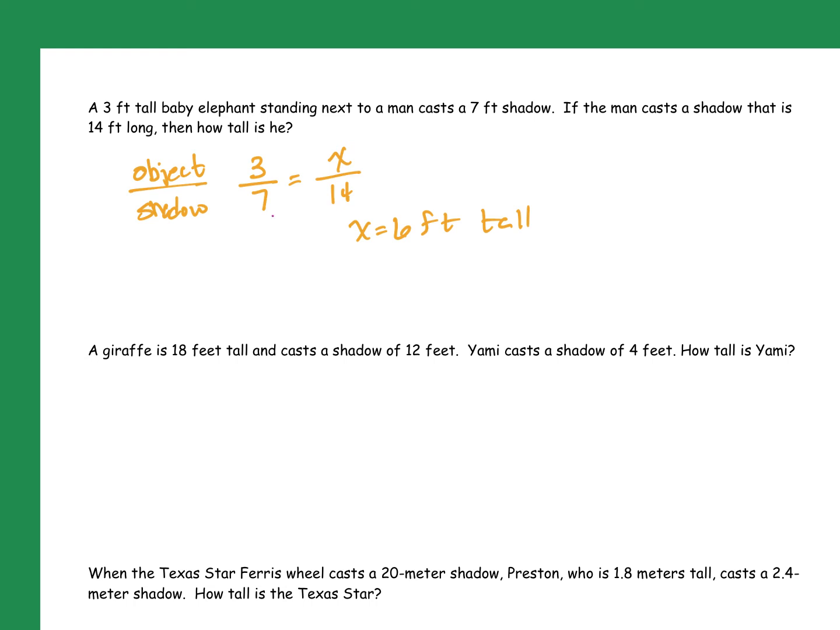Well, to get from 7 to 14, I multiply by 2. So I took 3 times 2 and got 6. Or you could cross multiply and divide. All right, doesn't matter. Okay. Questions?